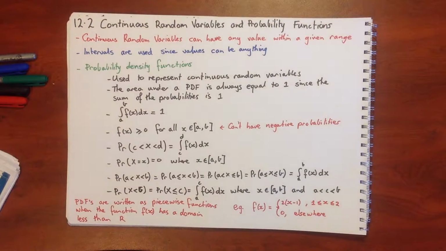In this tutorial we're looking at section 12.2, which is on continuous random variables and probability functions. Continuous random variables can have any value within a given range. Intervals are used since values can be anything.